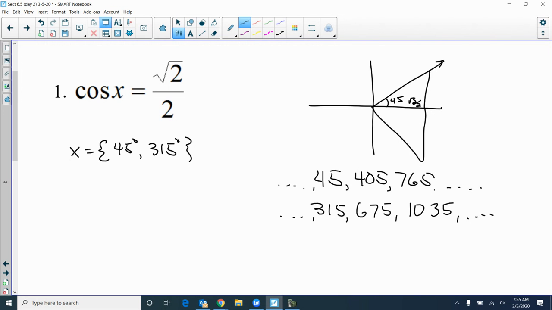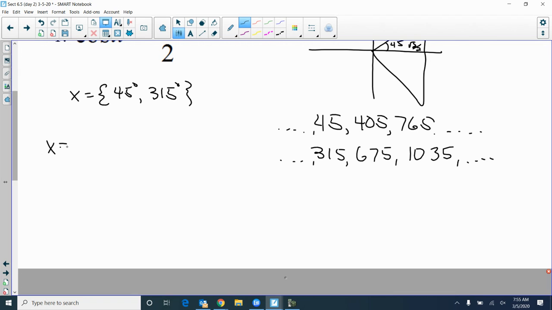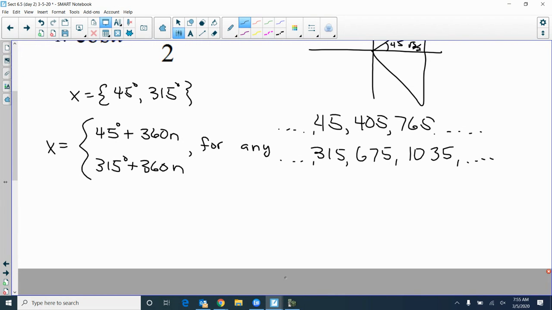All right, here's how we represent those. We say x equals, since I got two sets of answers, 45 degrees plus 360n. That repeats it every 360. And then you got 315 degrees plus 360n. All right, n just can't be any random number. There's one thing you just got to watch. N has to be what type of number? N has to be an integer, positive or negative whole number. Okay, and so I put for any integer n.